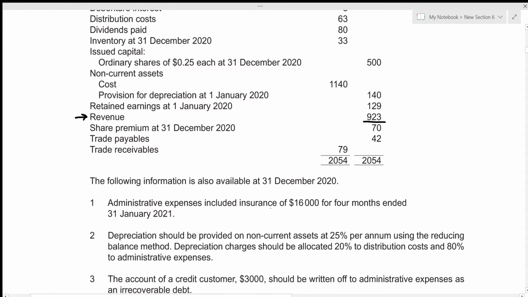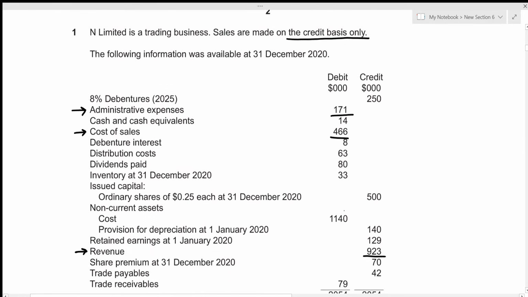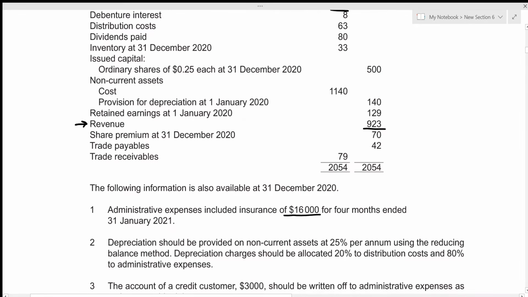Administrative expenses included insurance of 16,000 for 4 months ended 31st January 2021. So we are preparing the income statement for the year ended 31st December 2020, which means that all of the expenses should be in between the dates of 1st January 2020 and 31st December 2020. But we are told that the administrative expenses include insurance 16,000 for 4 months ended 31st January 2021, which means that this includes insurance cost for 1 extra month, which should not have been included in the income statement for the year ended 31st December 2020.